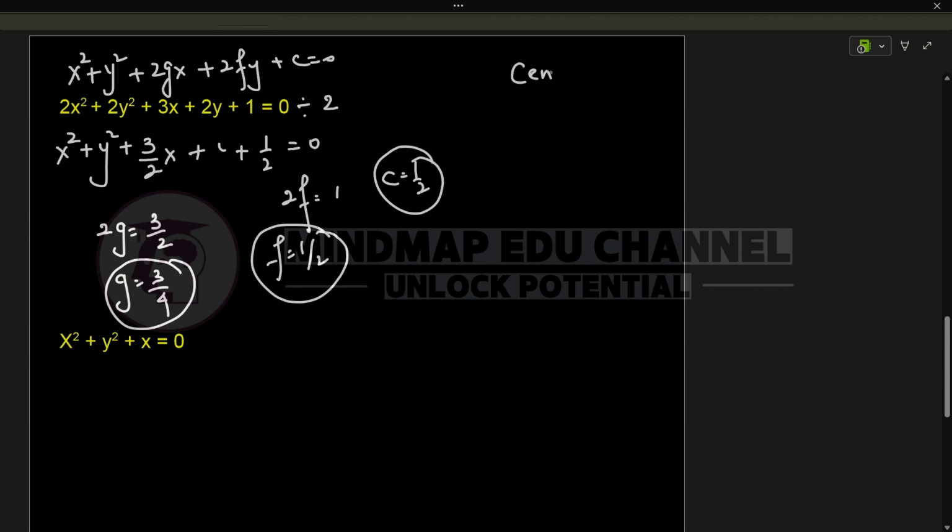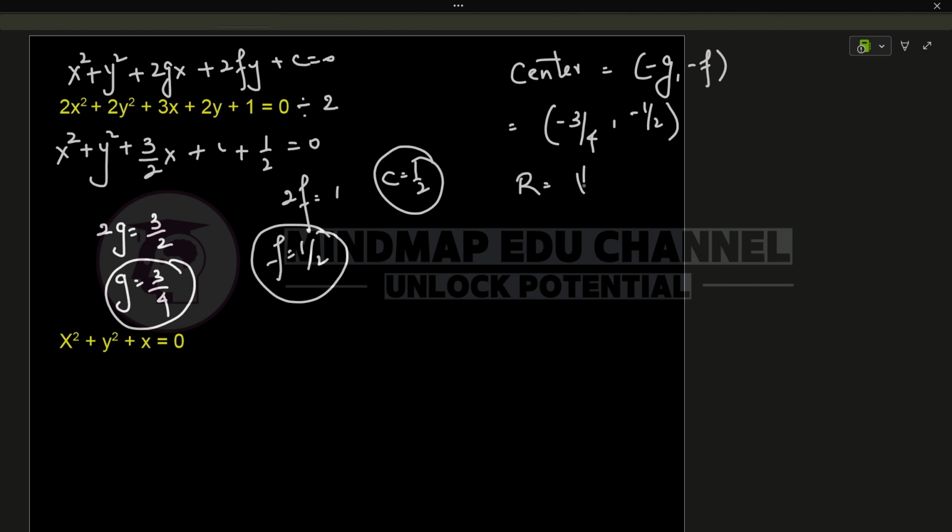Okay, so the center is (-g, -f), and here minus g is minus 3 by 4, and minus f is minus 1 by 2. So this is our center. Let's calculate the radius now. The radius is what? g square plus f square minus c. So g square is 3 by 4, the whole square, means 9 by 16, plus f square means 1 by 4, minus c means 1 by 2.